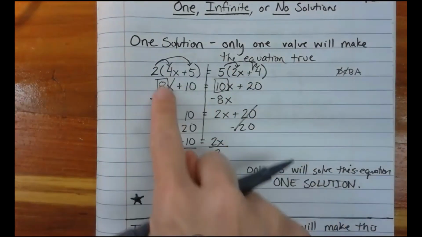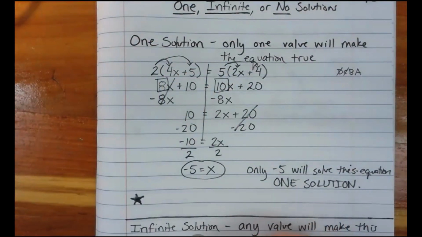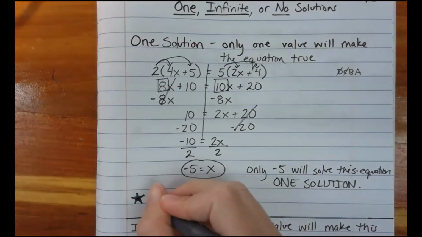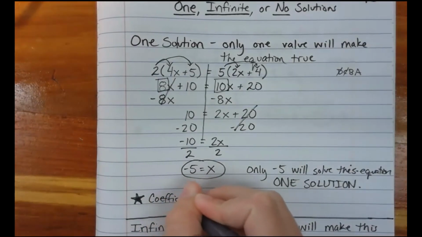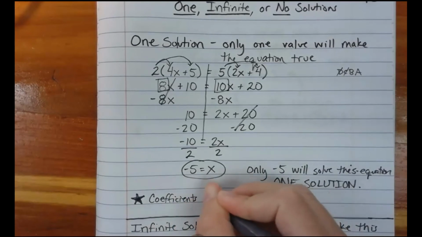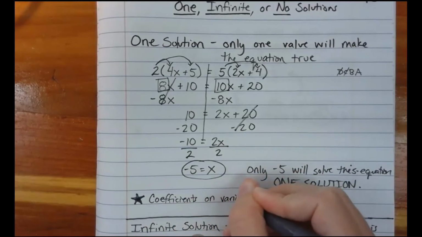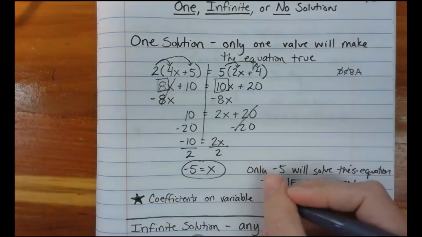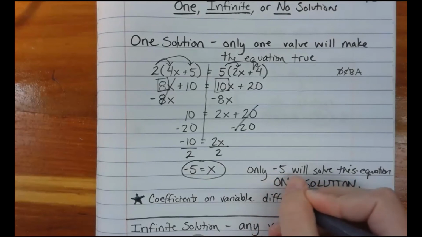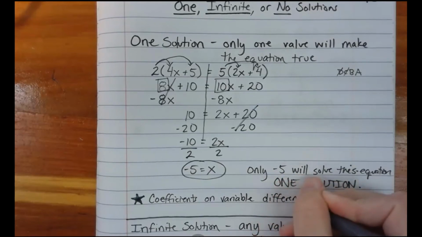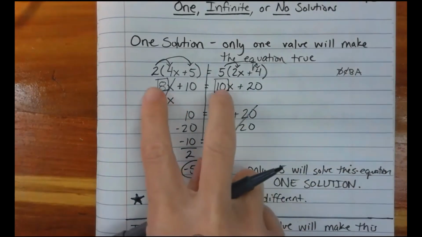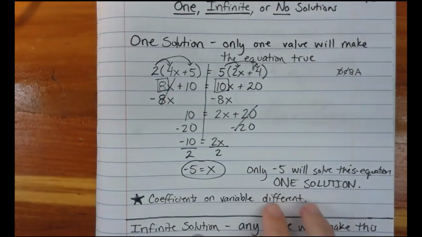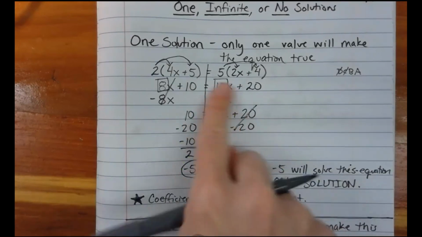When you get to a point in a problem where it's going to be one solution, what you're going to notice is that the coefficients on the variable, so remember, coefficient is just that number in front of the variable, are going to be different. This is 8 and 10, right? And 8 and 10 are different coefficients on the variable, so they're different. That's one way that you're going to be able to notice that this is going to be one solution.